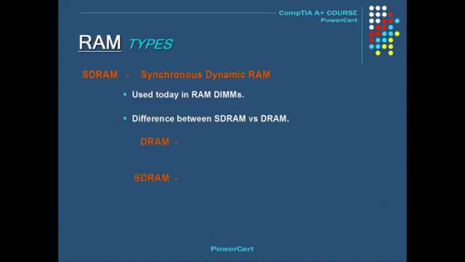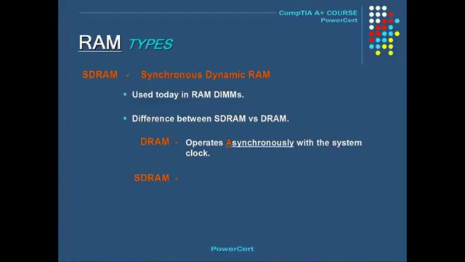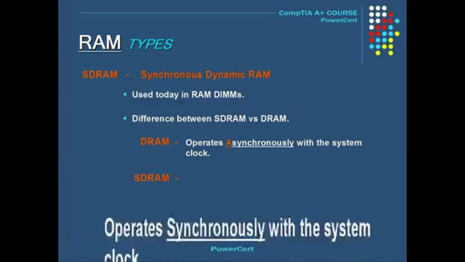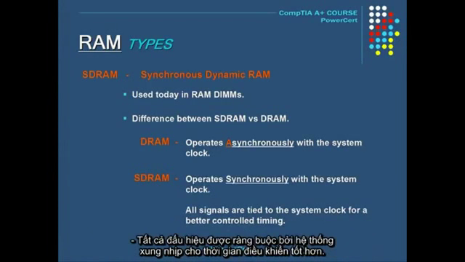The older DRAM technology operates asynchronously with the system clock, which basically means that it runs slower than the system clock because its signals are not coordinated with it. But SDRAM runs in sync with the system clock, which is why it is faster than DRAM. All the signals are tied to the system clock for a better controlled timing.